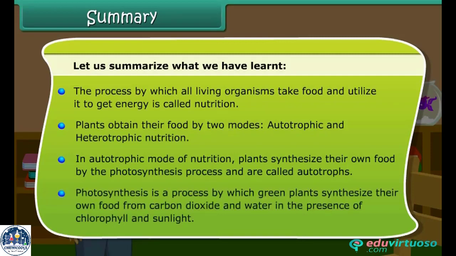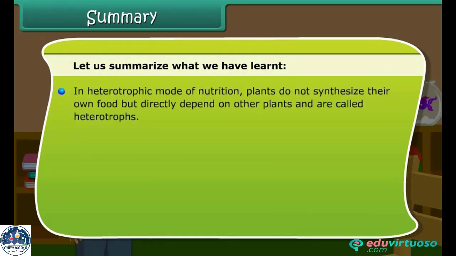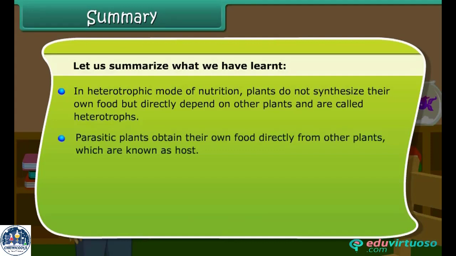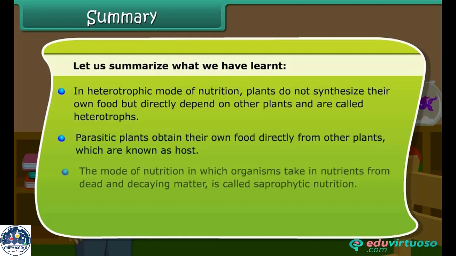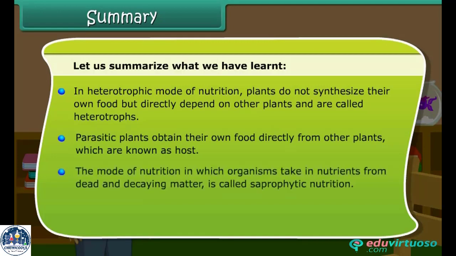Photosynthesis is a process by which green plants synthesize their own food from carbon dioxide and water in the presence of chlorophyll and sunlight. In heterotrophic mode of nutrition, plants do not synthesize their own food, but directly depend on other plants and are called heterotrophs. Parasitic plants obtain their own food directly from other plants, which are known as host. The mode of nutrition in which organisms take in nutrients from dead and decaying matter is called saprophytic nutrition.